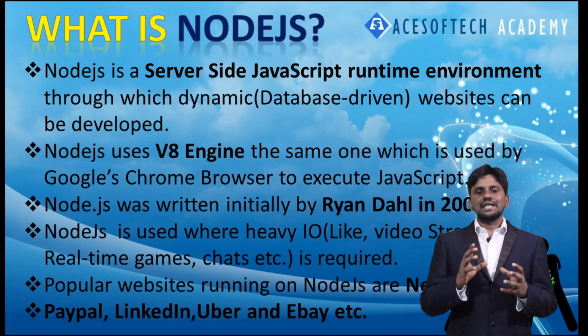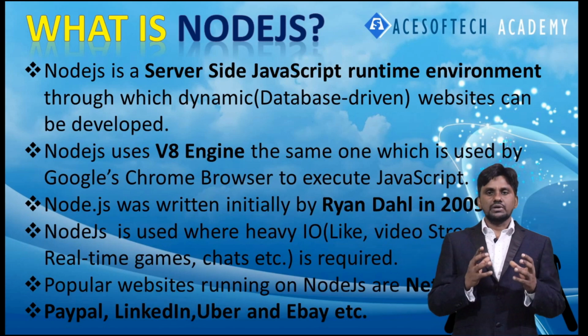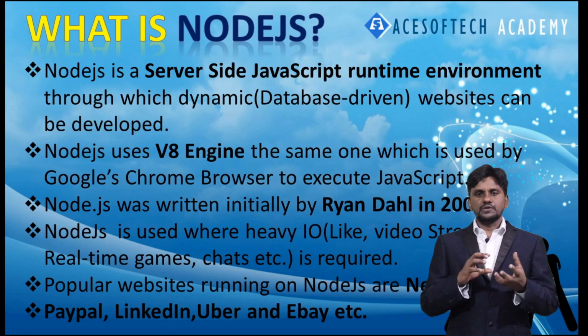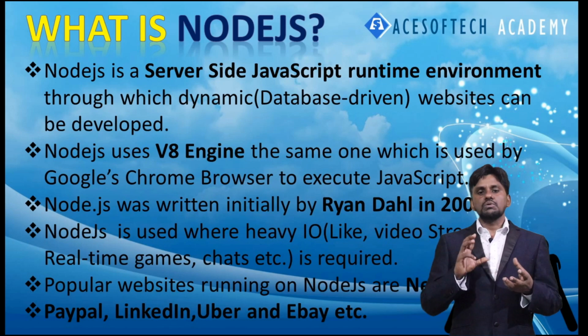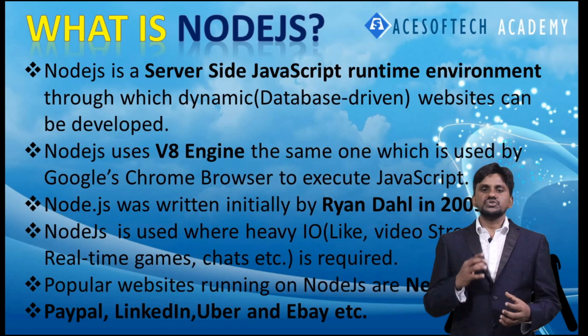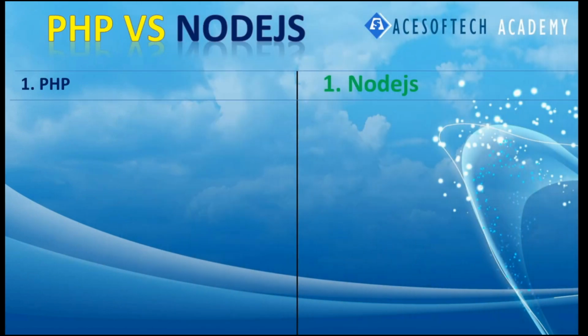Popular websites running on Node.js are Netflix, a very popular website where you can watch movies and other things, PayPal, LinkedIn, Uber, and eBay, etc. These are built using Node.js, so you can understand its popularity as well. Now that we had a brief introduction about PHP and Node.js, in this section we will see the 10 differences between PHP and Node.js.